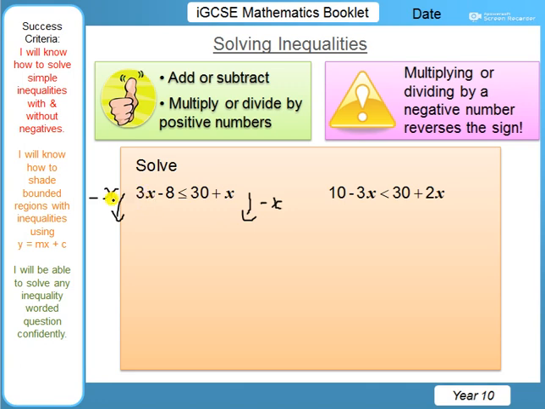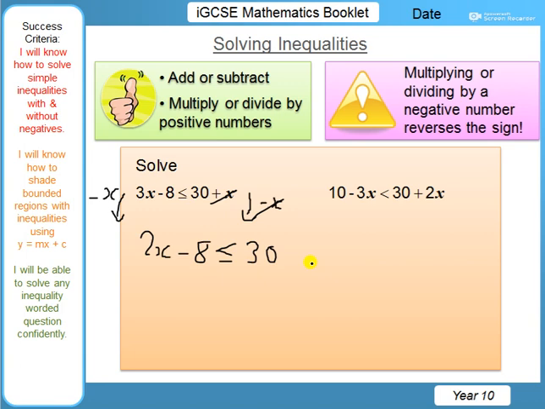So 3x minus x, well, that equals 2x. The minus 8 stays the same. We haven't minused any numbers or added any numbers yet. Is less than or equal to 30, stays the same. That hasn't changed. And the crucial part here, the plus x cancels with the minus x, and you're left with just 30.